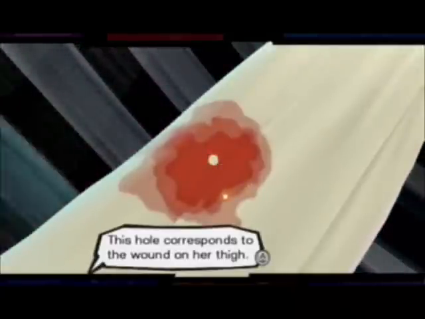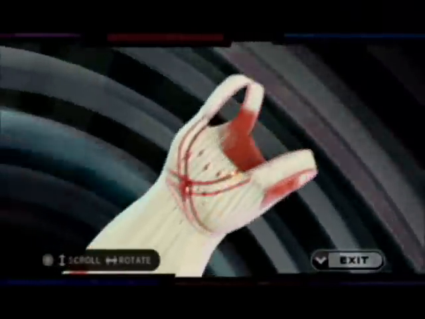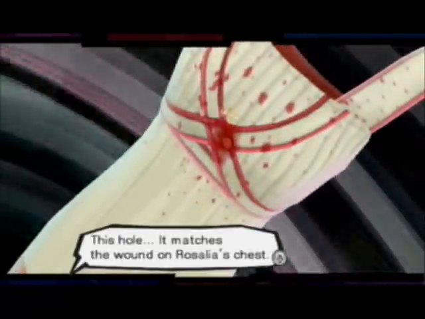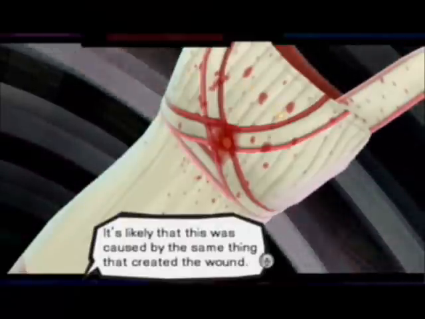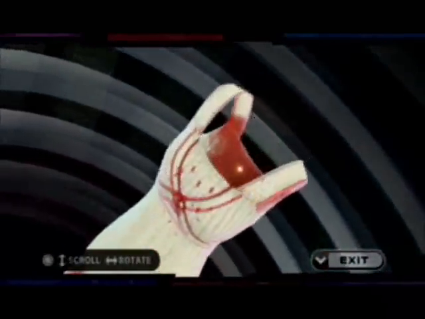What about her effects, though? This hole corresponds to the wound on her thigh, so whatever injured her there created this as well. Okay. This hole matches the wound on Rosalia's chest. It's likely that this was caused by the same thing that created the wound. So, she was shot there, and in the hand.